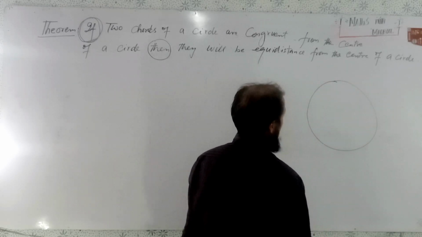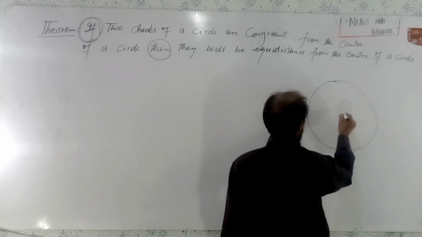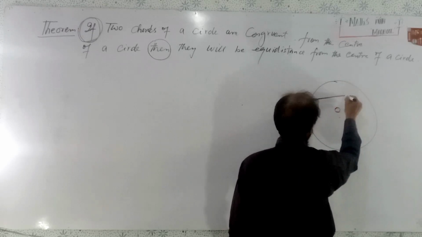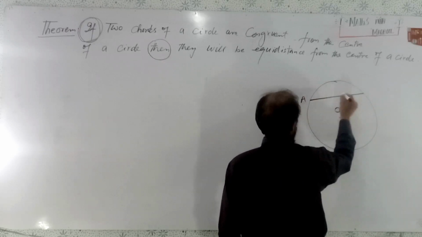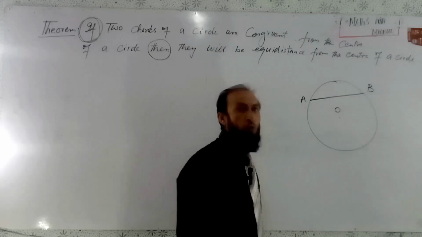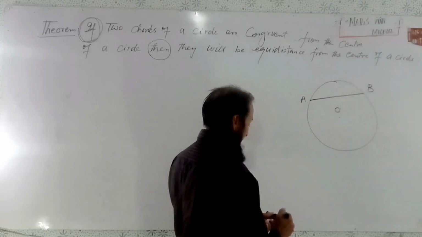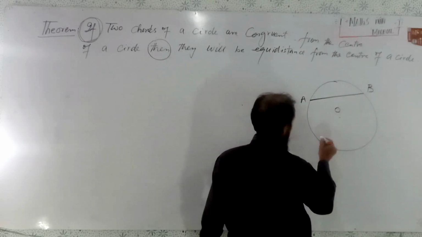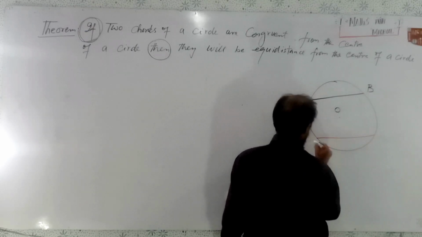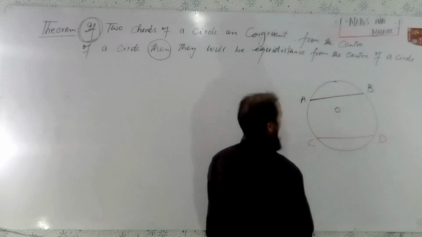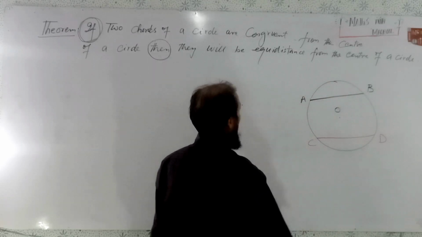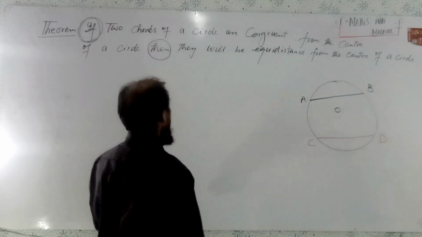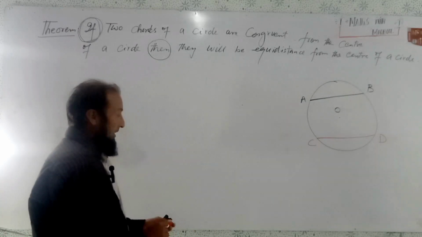We draw a circle with center O, and here two chords are required. AB is one chord, and another chord we are drawing is CD. AB and CD are any two chords of the circle. We want to prove that they will be equidistant from the center.